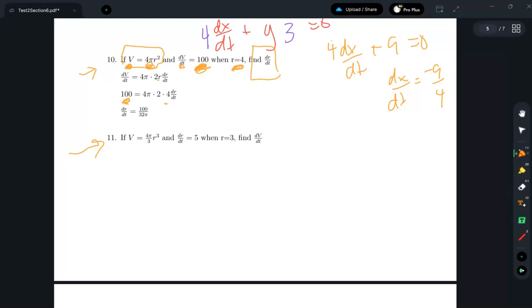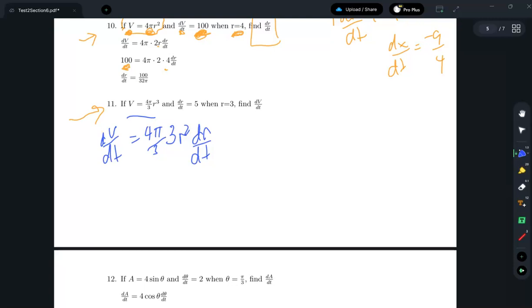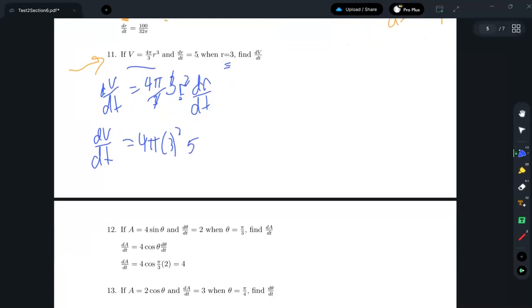Okay, so let's do the same kind of thing over here. I'm going to take the derivative with respect to t on both sides. So I carry the ugly number 4/3 pi, and then I have 3r squared dr over dt. So I'm going to cancel these 3's, right? The dv over dt is what I'm trying to find, so I'm just going to leave it there. So I have 4 pi, and then r, oh, look at that, r is 3. So I'd have 3 squared, and then the dr over dt, that's 5. So there we go. That's the answer.